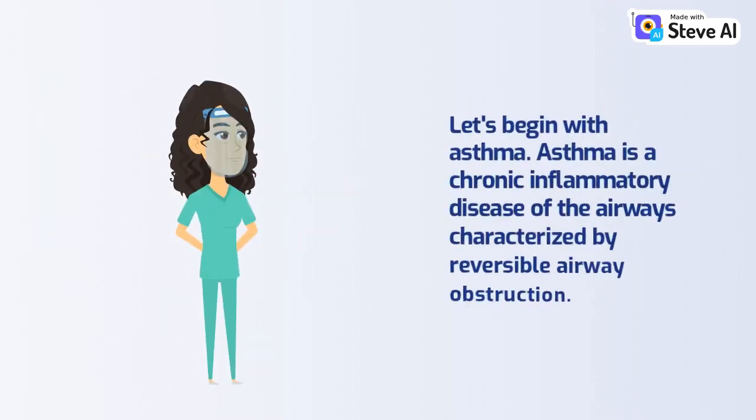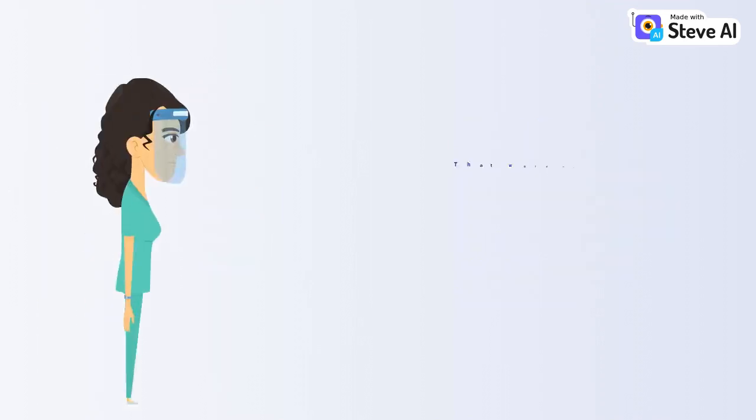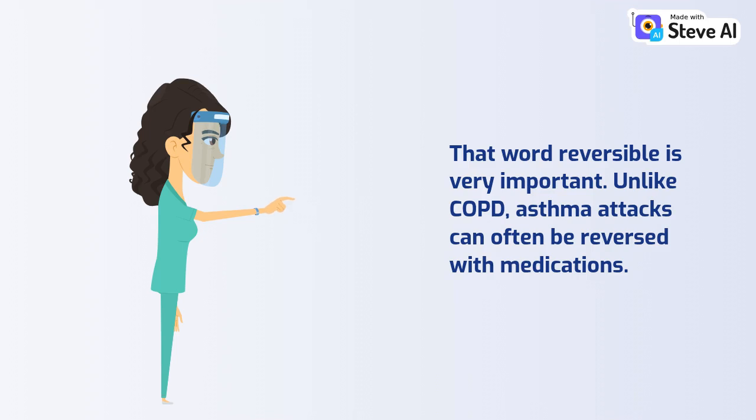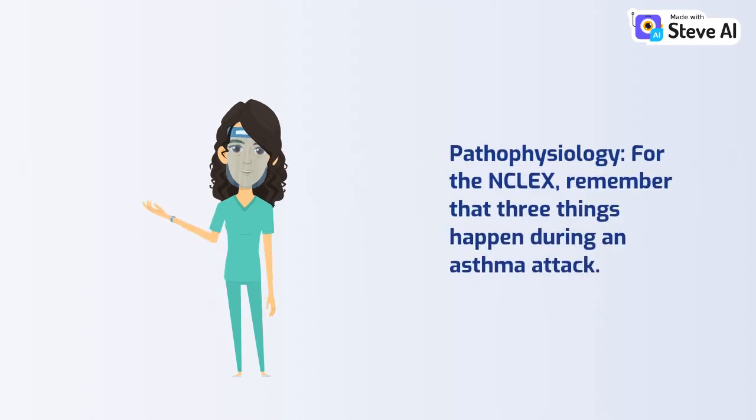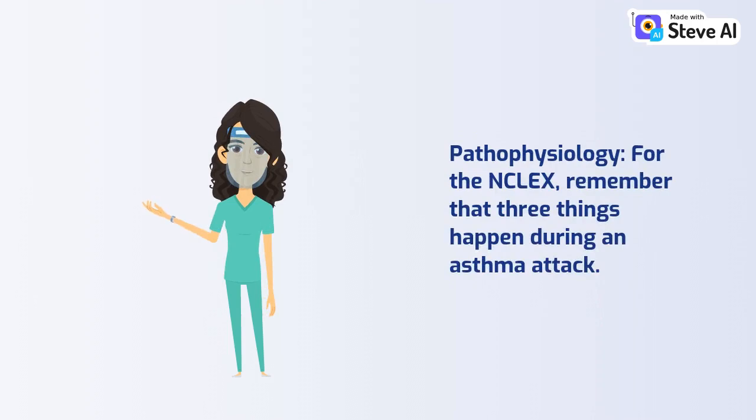Asthma. Let's begin with asthma. Asthma is a chronic inflammatory disease of the airways characterized by reversible airway obstruction. That word reversible is very important. Unlike COPD, asthma attacks can often be reversed with medications.